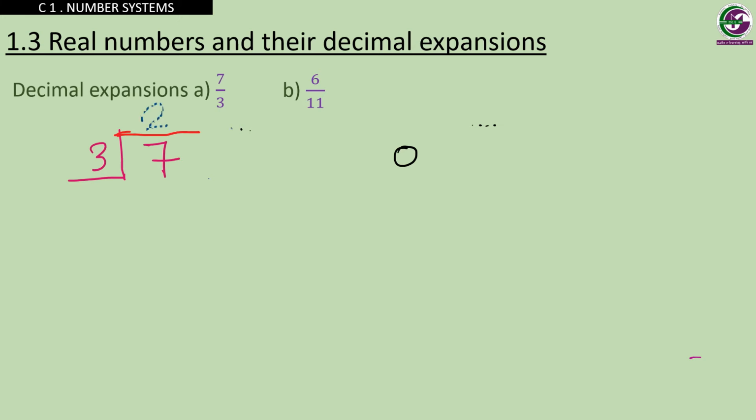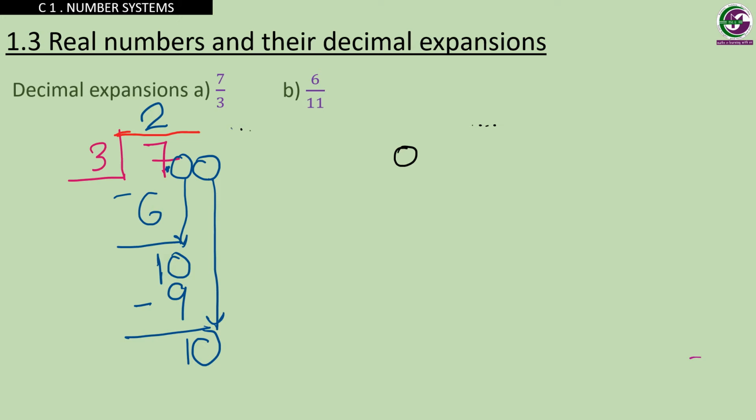Now see, how many 3s can you take from 7? 3 into 2 is 6. And now you can see 7 minus 6 is 1. And then after 7 there is no digit. So you can put a decimal and pull it up. After the decimal you can add as many zeros as you want, one by one. So you take the first 0 and bring it down. So your number now is 10.